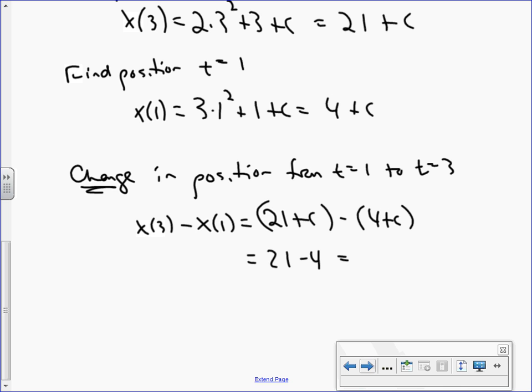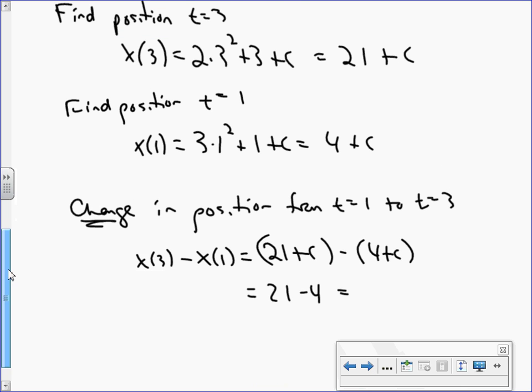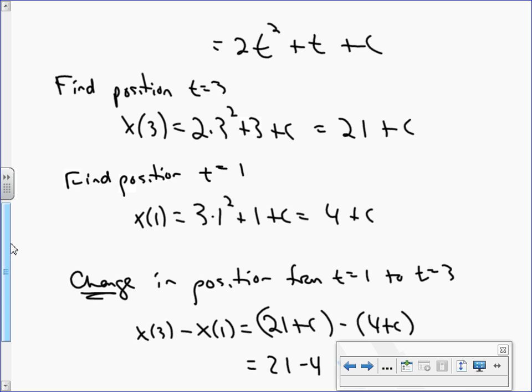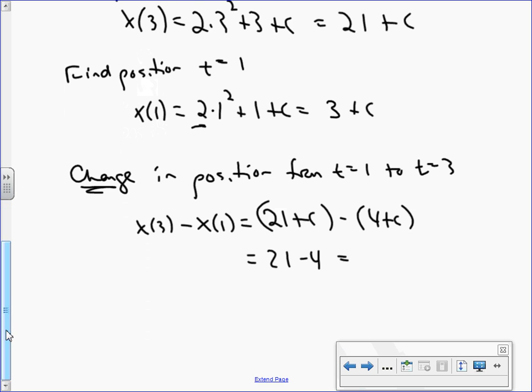Did I add wrong? I did something wrong. This is supposed to be a 2 right here. I apologize. That makes this a 3 right here. Okay, I copied this wrong. So it becomes 21 plus c minus 3 plus c, 21 minus 3, which is 18. So the amount of change in position.